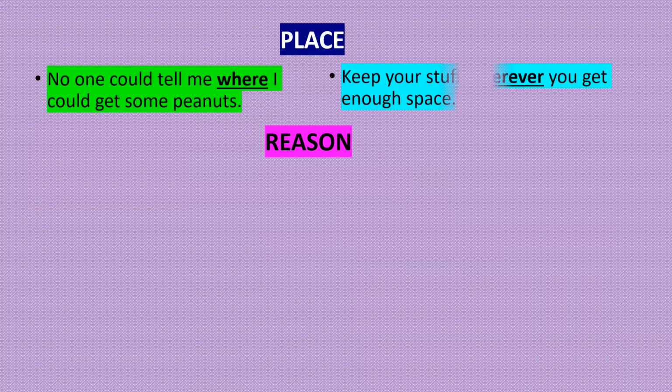Moving on to place. Place subordinating conjunctions show position with the relationship, where no one could tell me where I could get some peanuts. Wherever: keep your stuff wherever you get enough space.